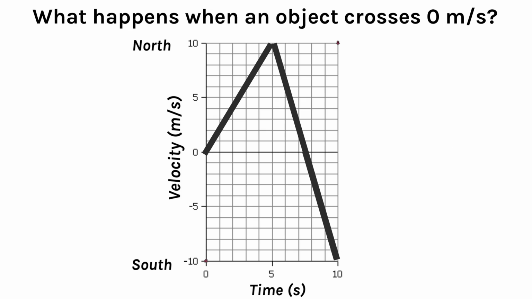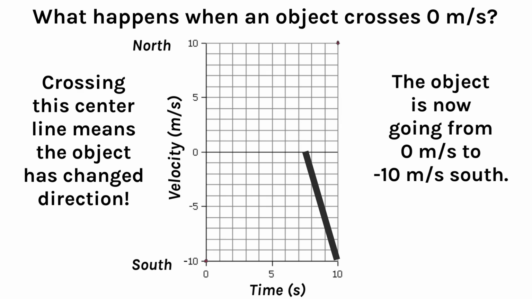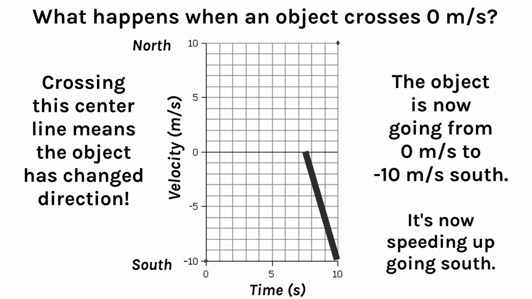What happens when an object crosses 0 meters per second? Crossing this center line means the object has changed direction. The object is now going from 0 meters per second to 10 meters per second south. It's now speeding up, but it's going south.